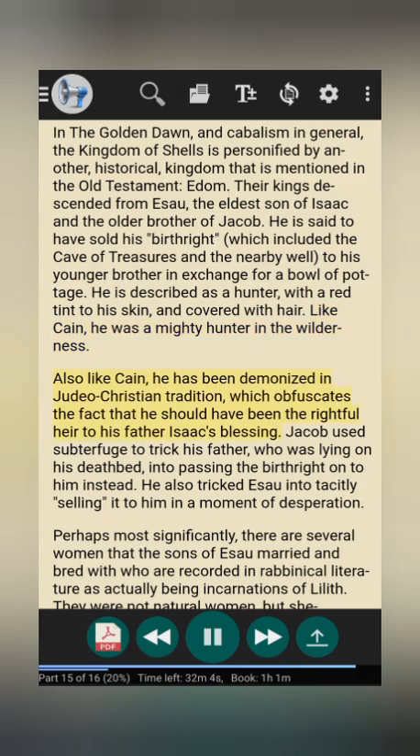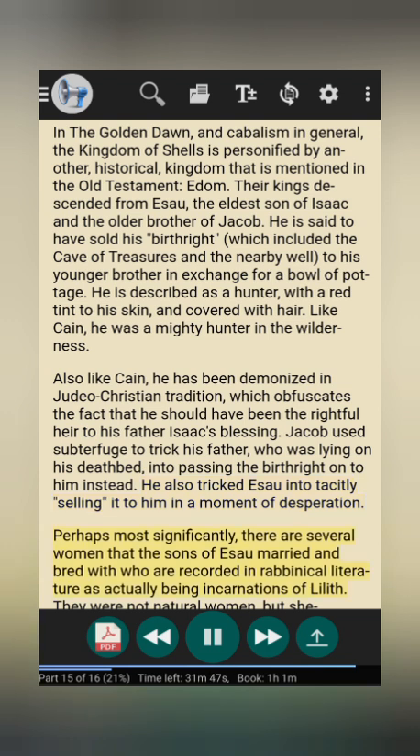Also like Cain, he has been demonized in Judeo-Christian tradition, which obfuscates the fact that he should have been the rightful heir to his father Isaac's blessing. Jacob used subterfuge to trick his father, who was lying on his deathbed, into passing the birthright onto him instead. He also tricked Esau into tacitly selling it to him in a moment of desperation.